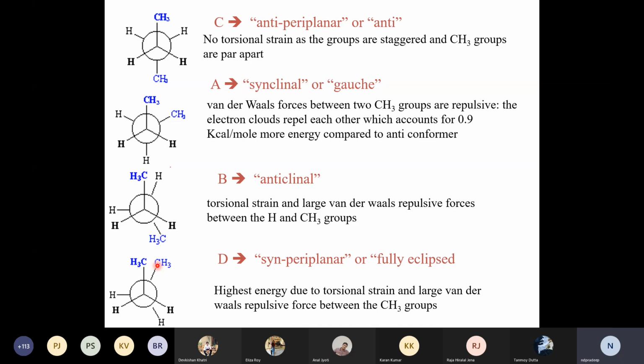Take the synclinal form, write the values. Take anticlinal, write the values. What should be the energy in kilocalories per mole? Syn-periplanar, write the value. Definitely you will have questions like this. I want everyone to write it. No escapism. At least while writing, you will remember the calculation. 1, 1.5, 3. That's all you have to remember. And 0.9.